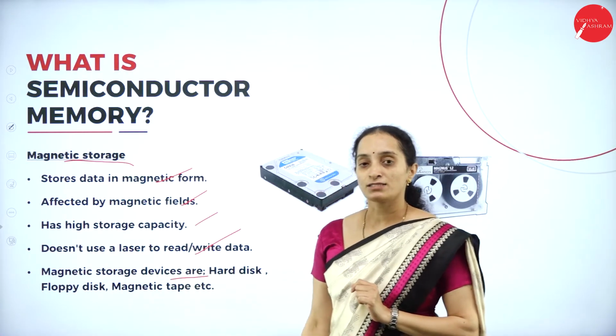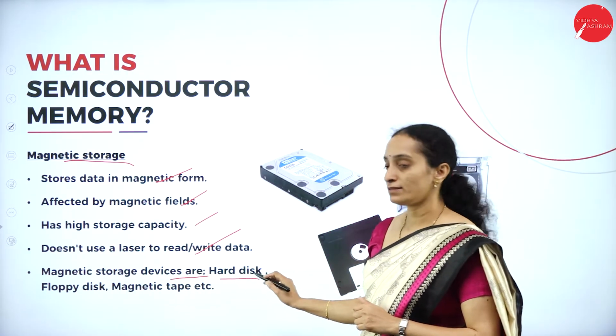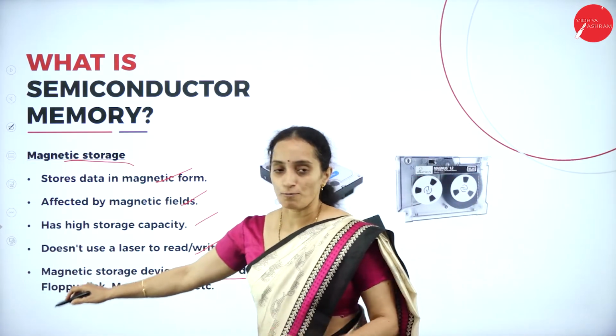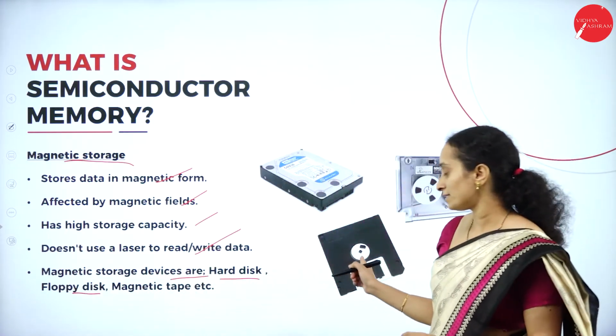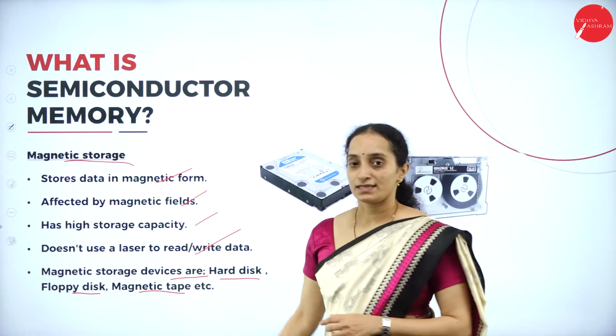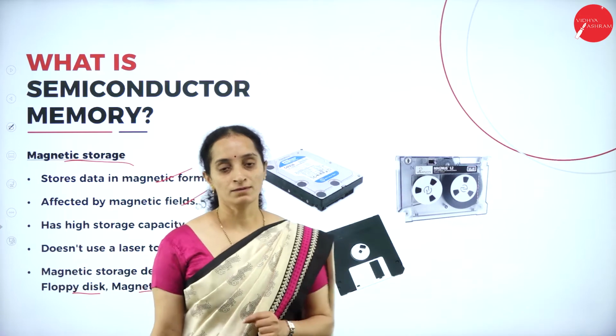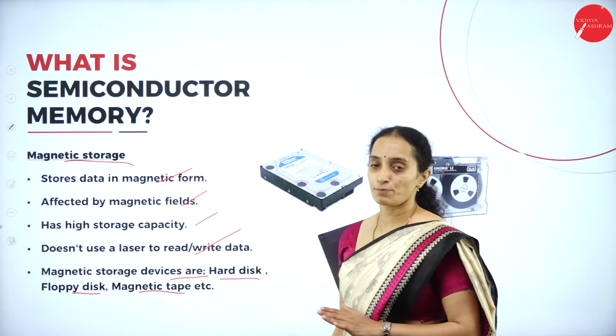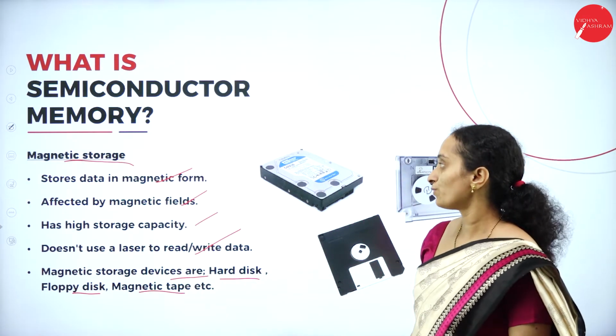Okay. Magnetic storage devices we use are the hard disk and the floppy disk. This is the floppy disk, which is not used now. The magnetic tape is another one. All these are examples of magnetic storage.